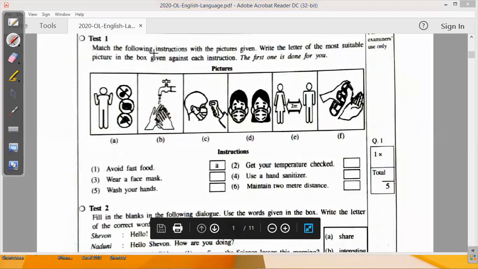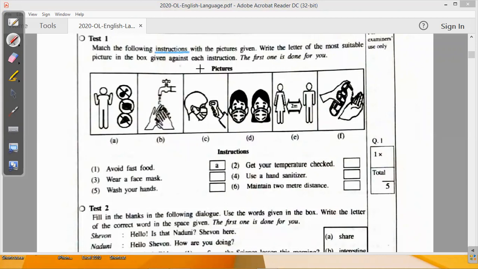What they want us to do is match the instructions with the pictures given. Some sort of instructions have been given below these pictures, and we need to find which is which, right? And that's how we answer this question. So pretty simple one, straightforward one. But having said that, we can't ignore these things, knowing that every mark matters. So let's move on. Be very careful.